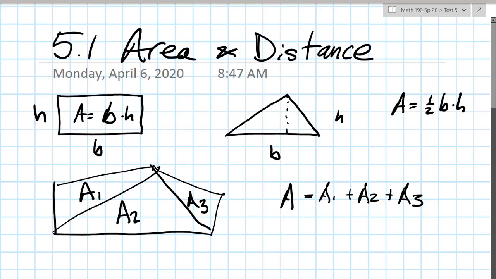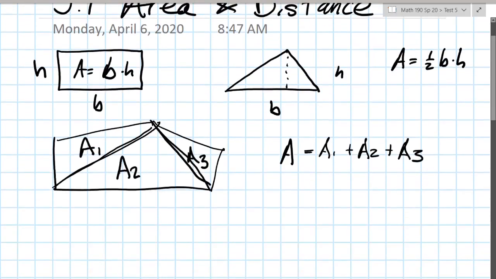If we have a rectangle, the area of a rectangle is just base times the height. The area of a triangle, like this, is 1/2 base times height. And we can take a shape and cut it up into smaller pieces and look at the area of each of the pieces and add up the areas to get the total area. Okay, so those are some basics.